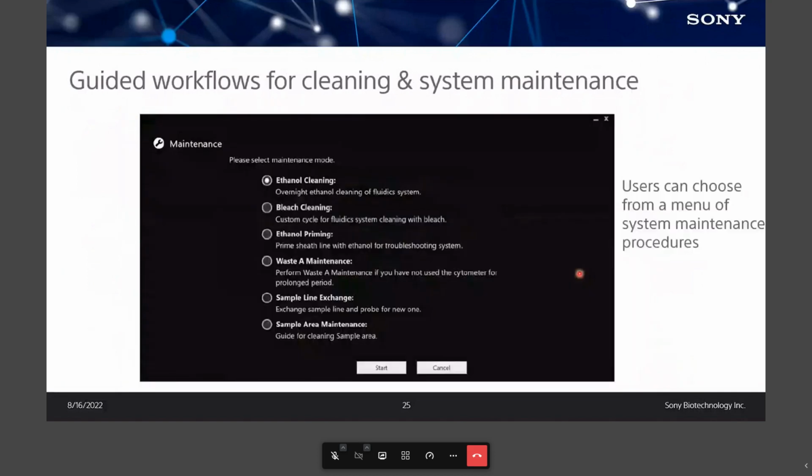And then this is just an example of the other maintenance and cleaning protocols available in the software. So we just saw the ethanol cleaning, but there's also one for bleach cleaning and priming, sample line exchange, like I mentioned briefly, as well as cleaning the sample area itself. So, opening up the instrument, taking the sample chamber apart, cleaning it all out. These are all guided workflows with pictures and instructions and checkpoints to make sure that things are done properly. And the user can just log in, pick one of these, hit start, and the wizard will begin, and they can perform that workflow on their own.